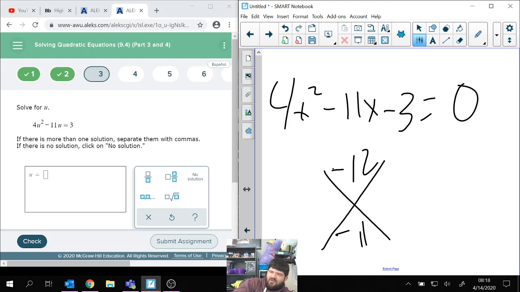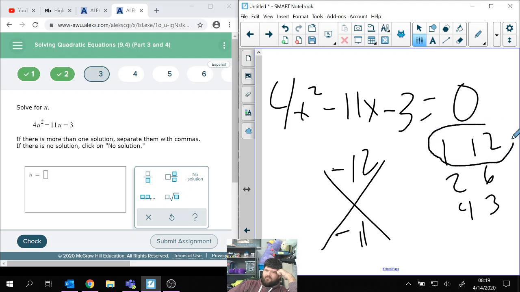So you could do this. You have 1 and 12, you have 2 and 6, and you have 4 and 3. Those are all the things that multiply to 12. There's no more than that. So which of these could you possibly make add up to 11? Well, 2 plus 6 is 8. 6 minus 2 is 4, so that doesn't work. 4 plus 3 is 7. 4 minus 3 is 1, and so that's not 11. And then 1 plus 12 is 13. 12 minus 1 is 11. So that would be the ones that work.